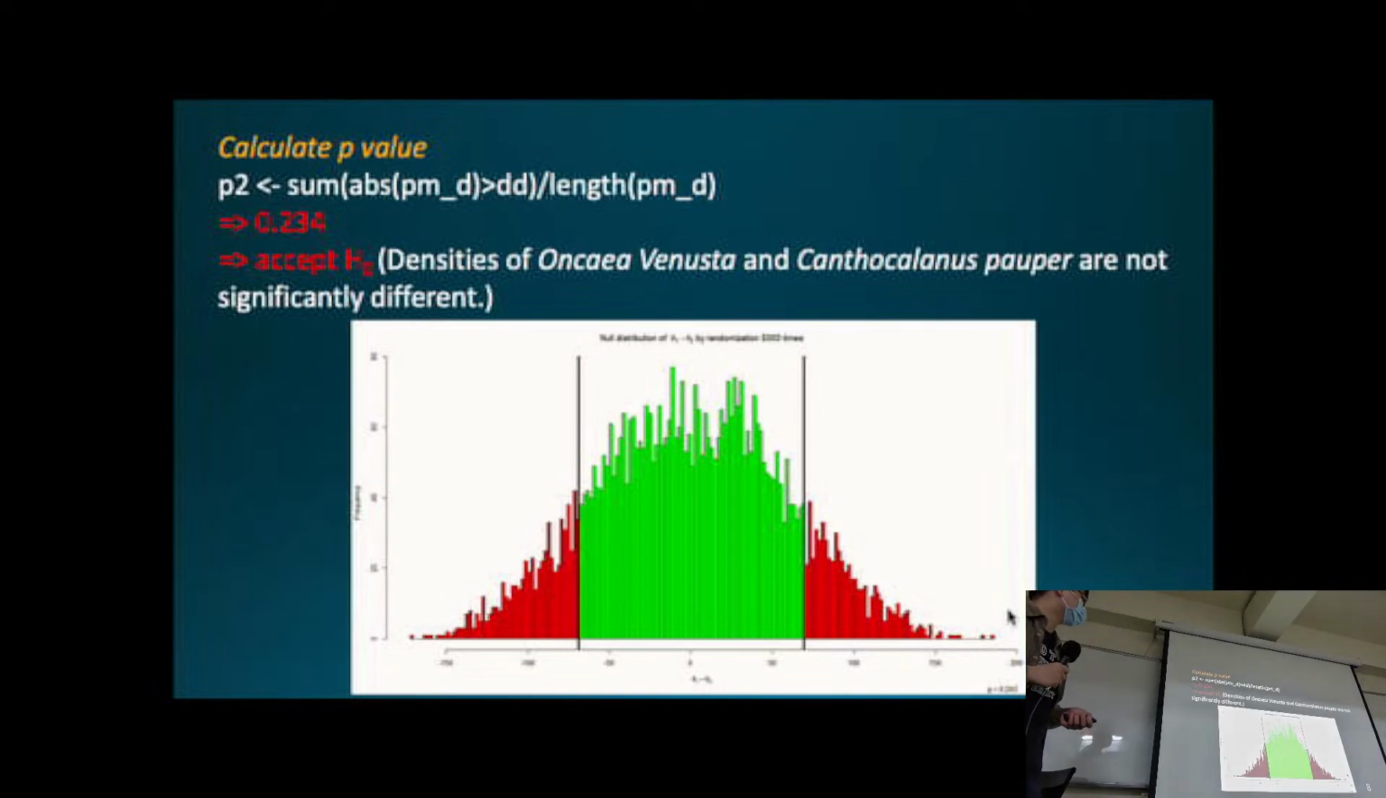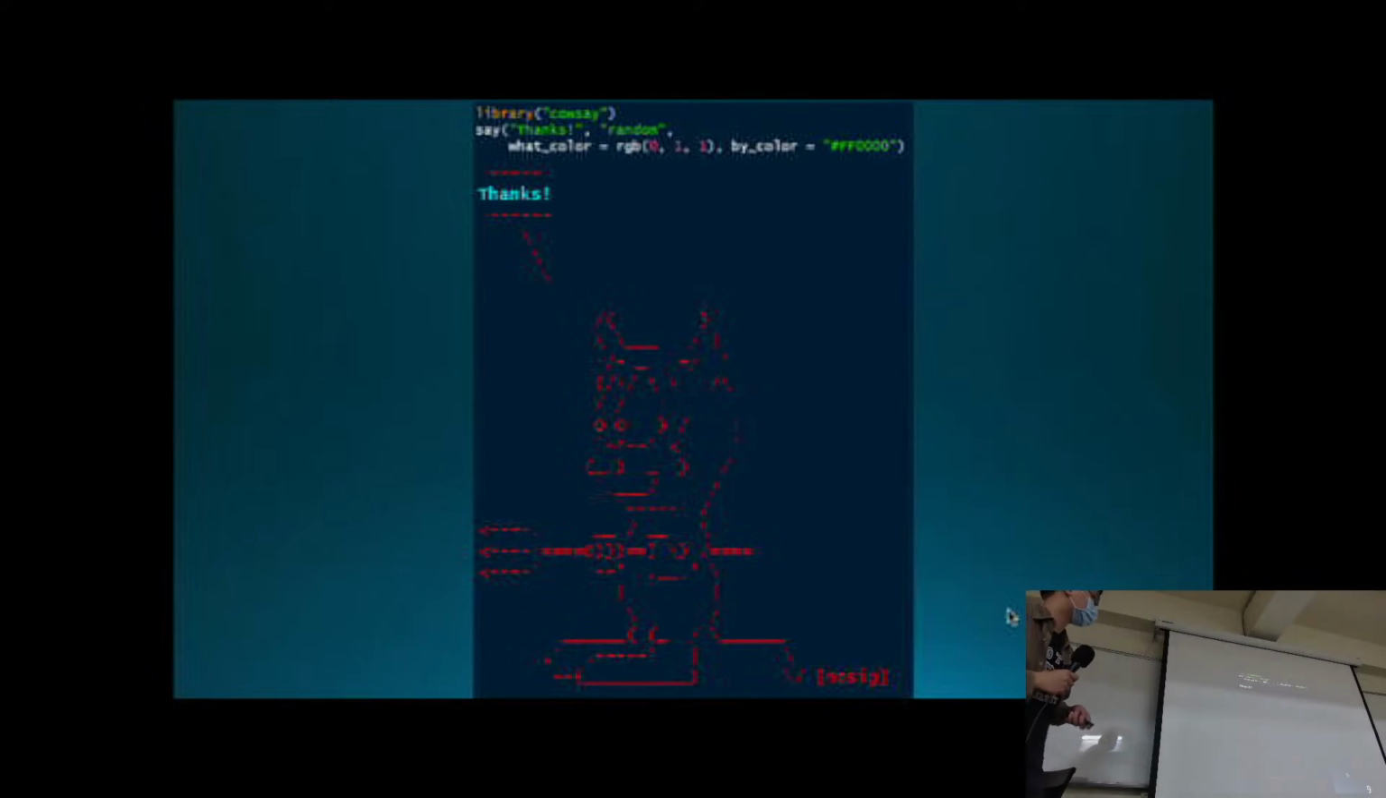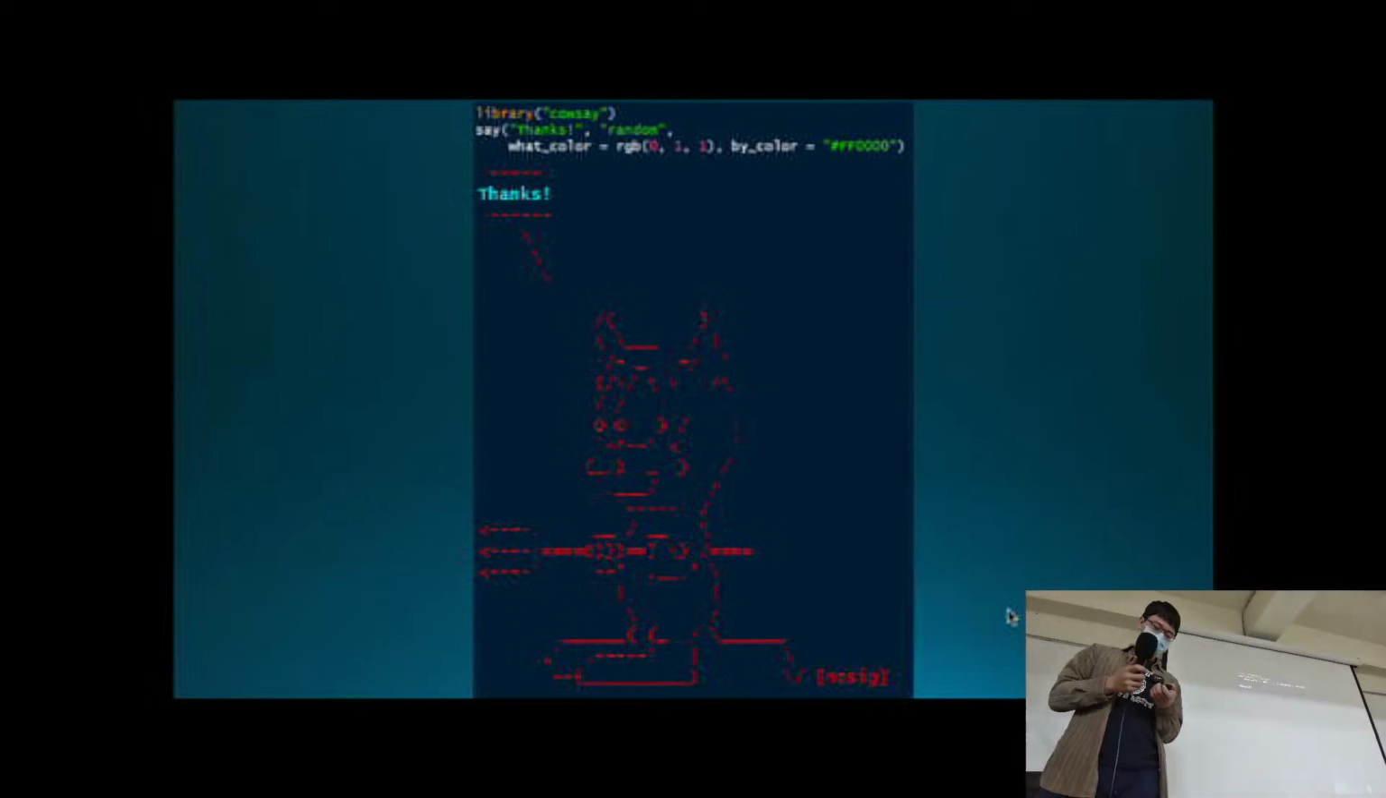And I also calculate the p-value, and it is 0.244. It's not significant, so we accept the null hypothesis. So these two species are not significantly different. Okay, very good. It's basically the same, the same way of doing the calculation. Any questions? Okay. Thank you.